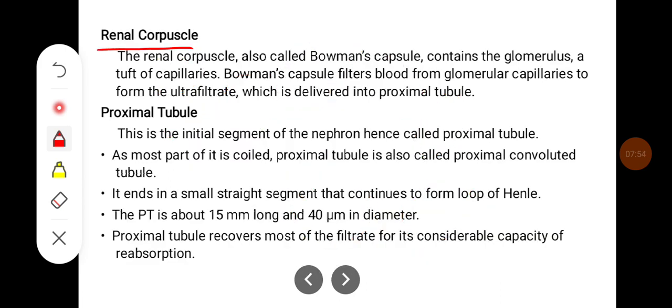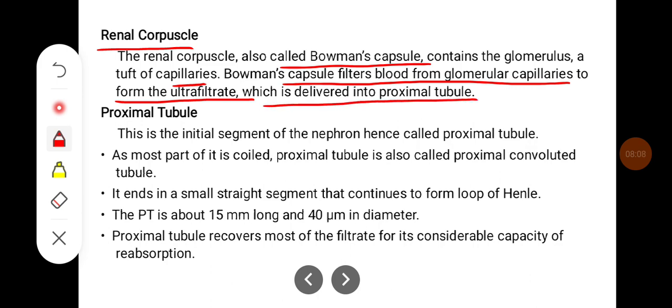Renal corpuscle. The renal corpuscle, also called Bowman's capsule, contains the glomerulus, a tuft of capillaries. Bowman's capsule filters the blood from the glomerular capillaries to form the ultrafiltrate, which is delivered into the proximal tubule.